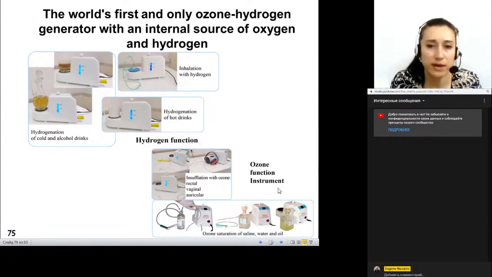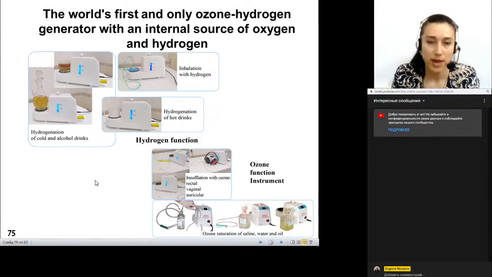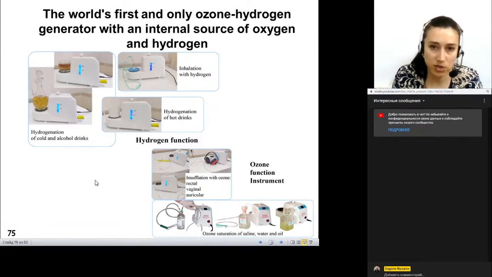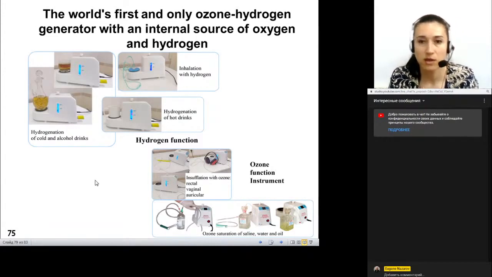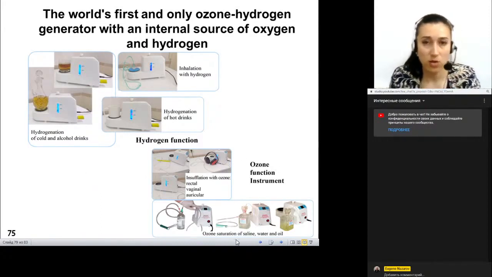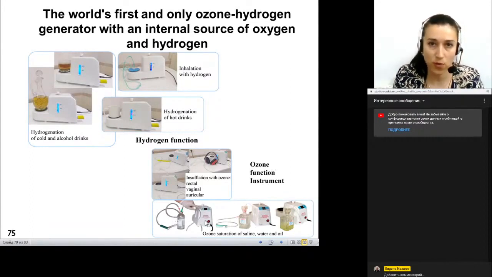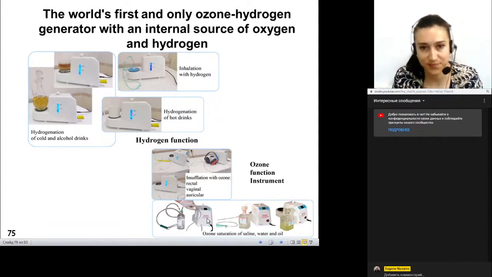And here you can see our device which we use for cleaning and for home, called the Bozon H2O3. You can see here that it has 2 options: a hydrogen function and an ozone function. It's the world's first and only ozone-hydrogen generator with an internal source of oxygen and hydrogen.